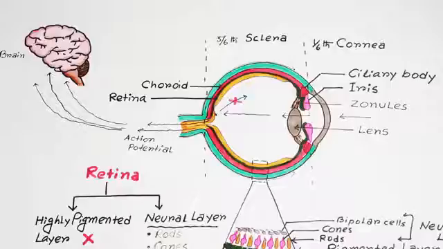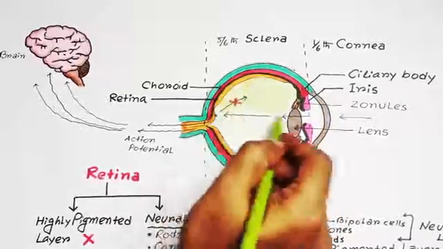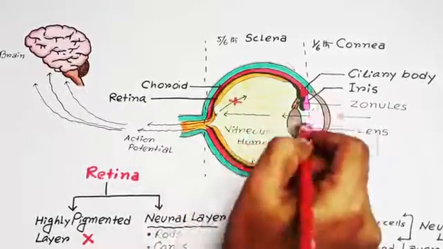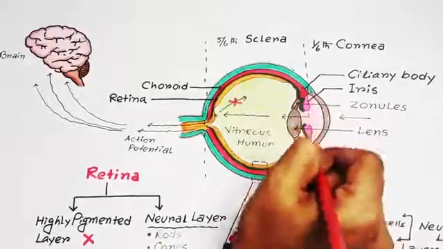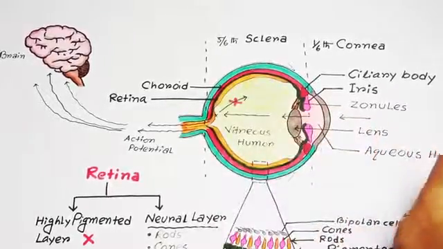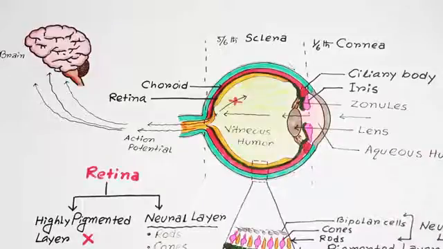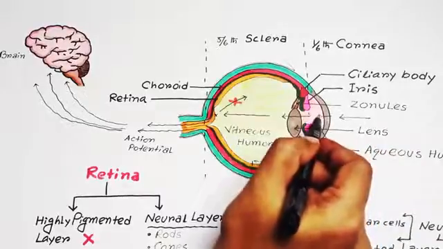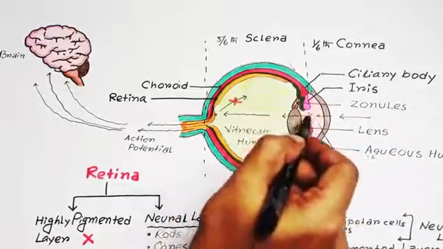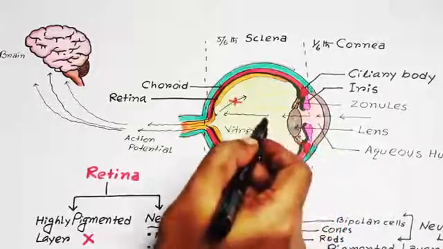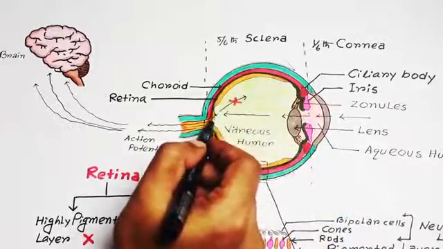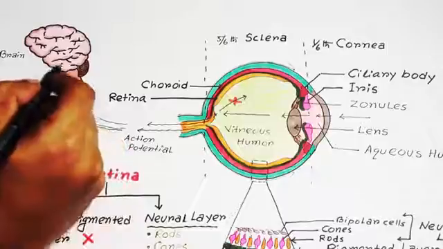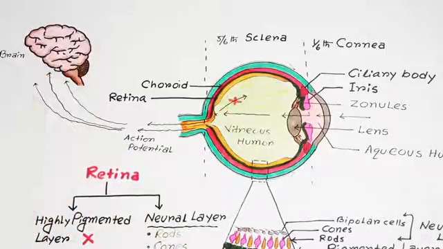Now, behind this lens and zonules, the cavity of the eyeball is filled with a jelly-like material which is called vitreous humor. And the fluid which fills the anterior compartment just anterior to the lens is called aqueous humor. So when light is entering the eyeball, first it has to pass through the cornea, then through the aqueous humor, then through the lens and then through the vitreous humor, and eventually falls on the retina, which is finally converted into action potential and goes to the CNS through the optic nerve.